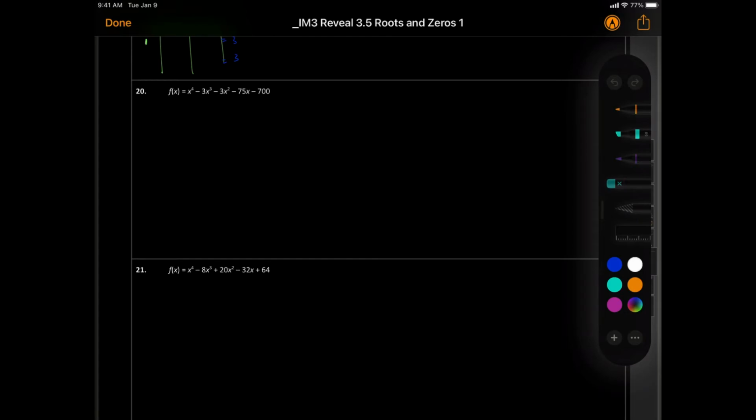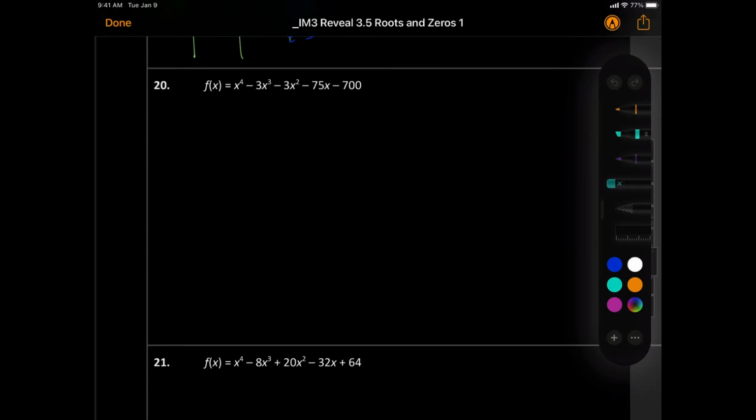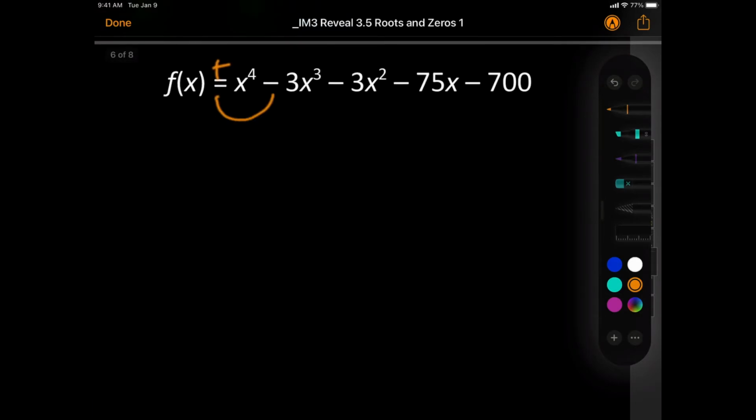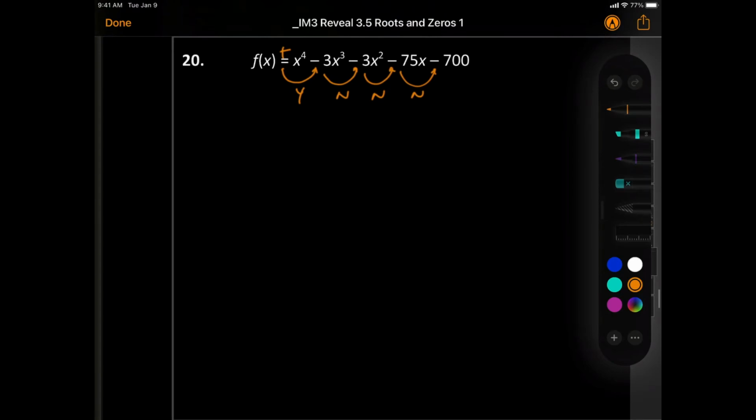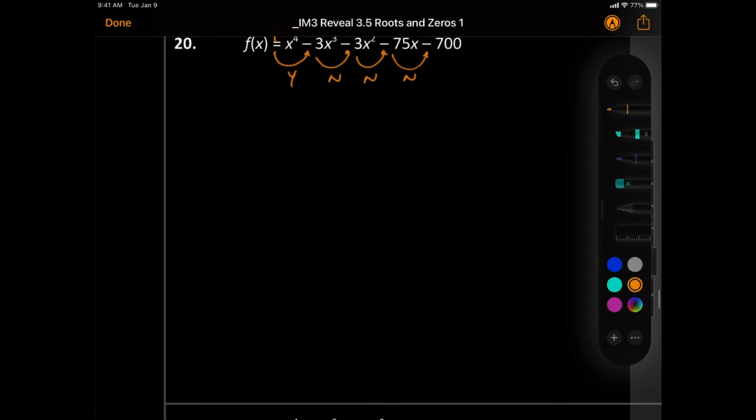All right, question number 20. Let's count the positive real zeros. This is a plus, so yes, no, no, no. That means in my table, positives we have 1.